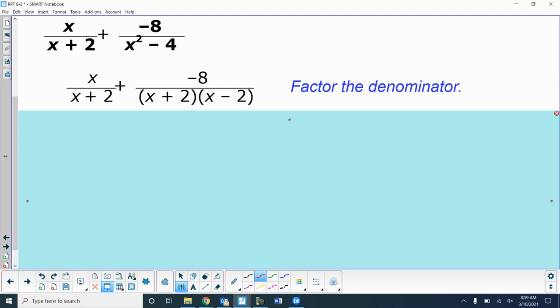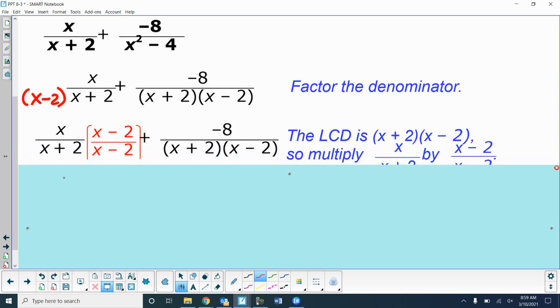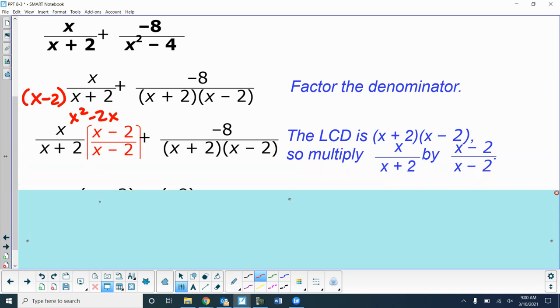So I'm going to have to multiply this one on the left by x minus 2. So what do I have to do to that x? By the same thing, right? Got to multiply it by x minus 2. That's what they're doing here. Same procedure. Okay, how do I multiply these? Distribute. So x squared minus 2x, plus a -8. None of those are like terms. So that's my numerator. X squared minus 2x minus 8 over x plus 2 and x minus 2.